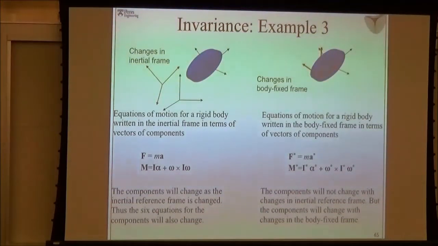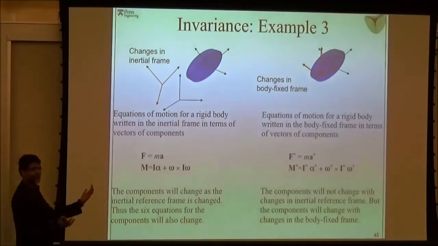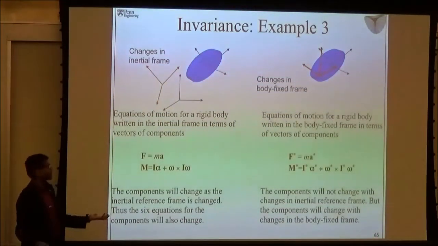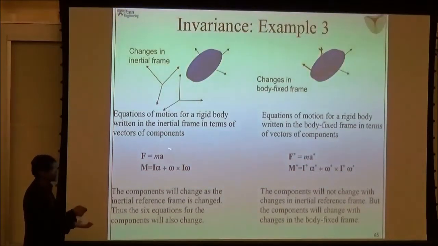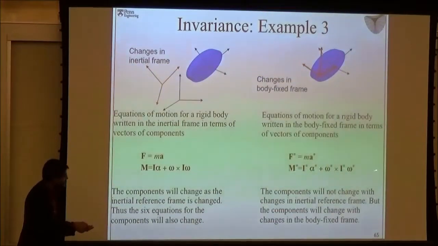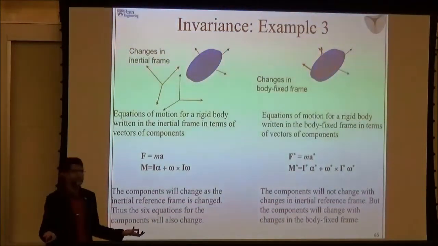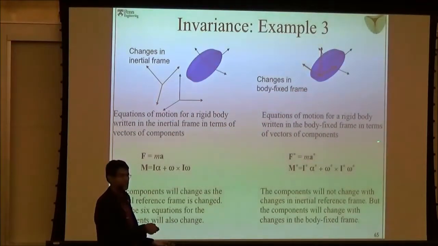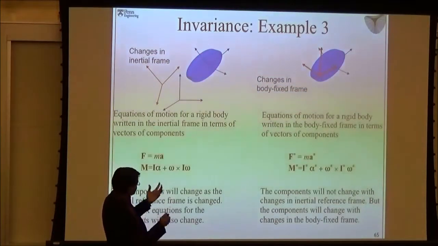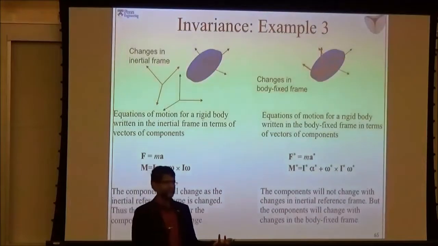Well, what if I want to do something else? What if I pick a different coordinate system? So what will happen to this? Right? Clearly these equations will be different. We know that from Newton and Euler. So changes in body fixed frame give you different equations, which means these equations are not right invariant.